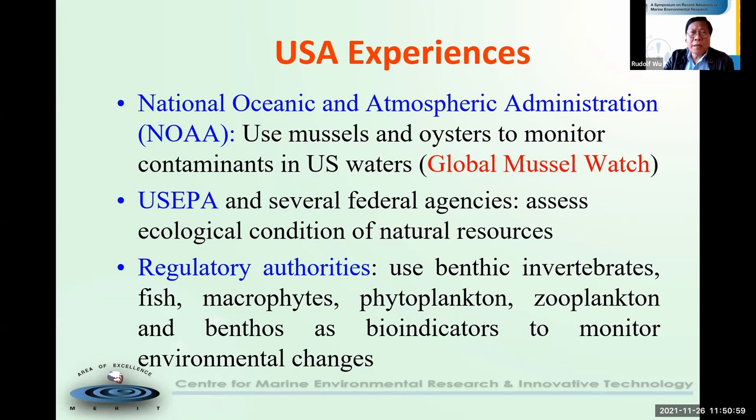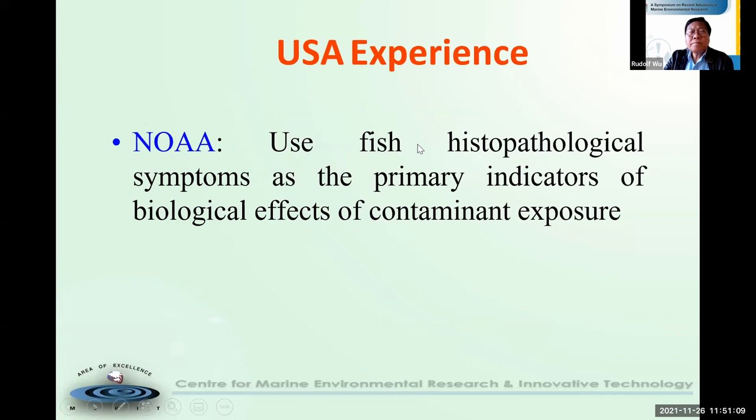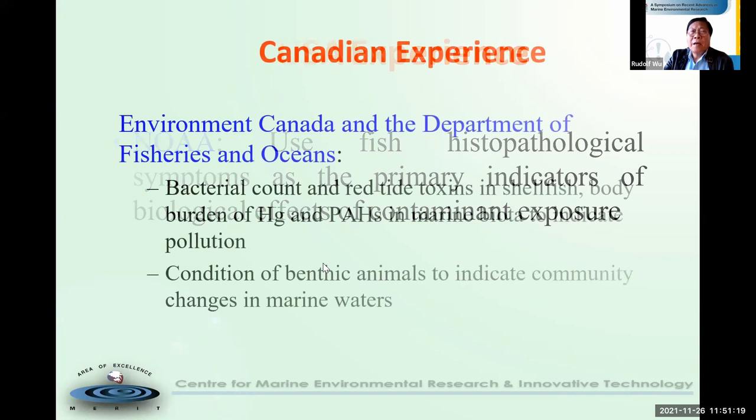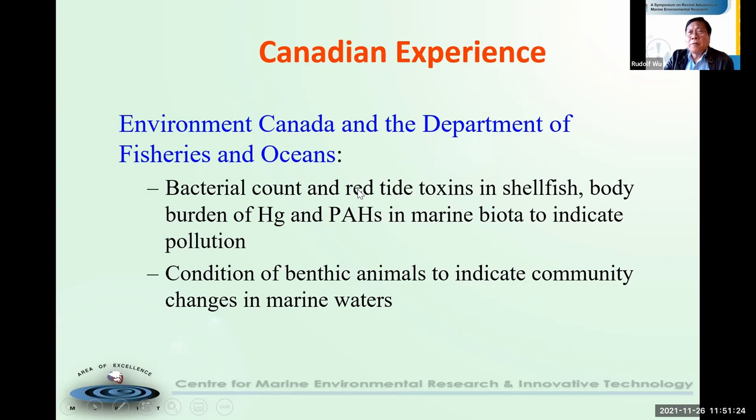And a lot of regulatory authorities are now using benthic animals and biological indicators to monitor environmental changes. They also use fish histopathology symptoms as the primary indicator of the biological effect of contaminant exposure. Now, Environment Canada and the Department of Fisheries and Oceans use bacterial tests, and for red tide toxin, they measure red tide toxin in shellfish instead of measuring it in water, and look at the body burden of mercury and lead, and look at the condition of benthic animals to indicate community changes.